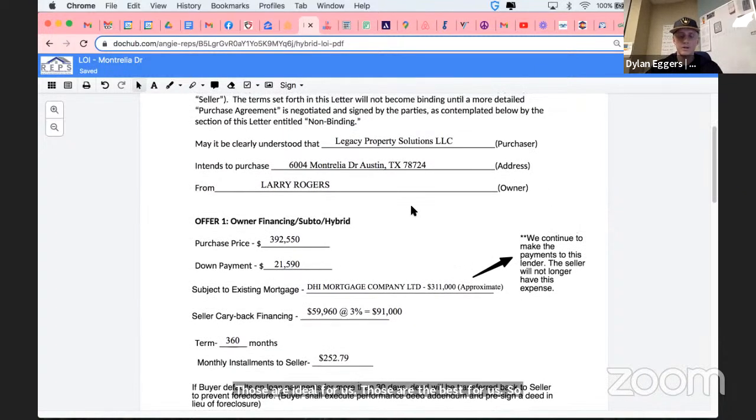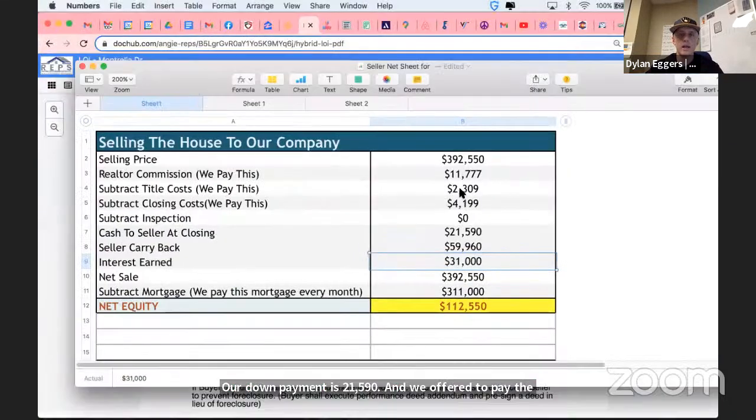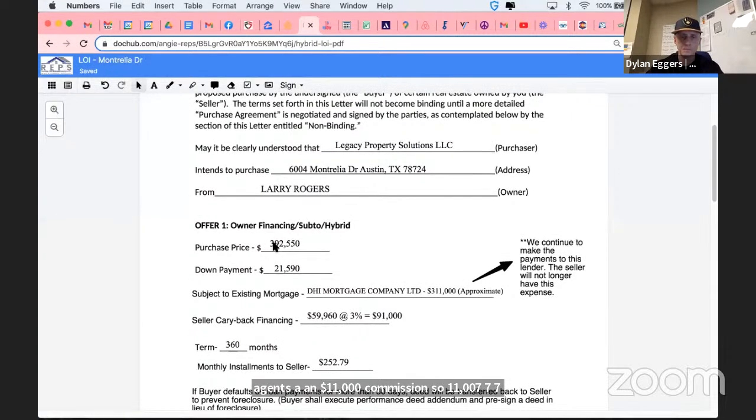So now if we look at this, where our down payment is $21,590, and we offered to pay the agent an $11,777 commission, that equals $33,000. And then our purchase price is $392,550. If I divide that, we're at 8.5%.